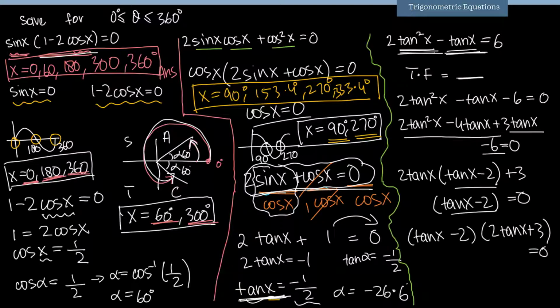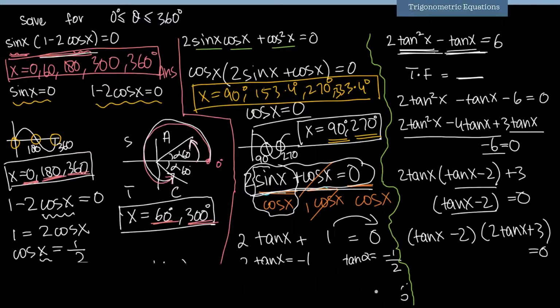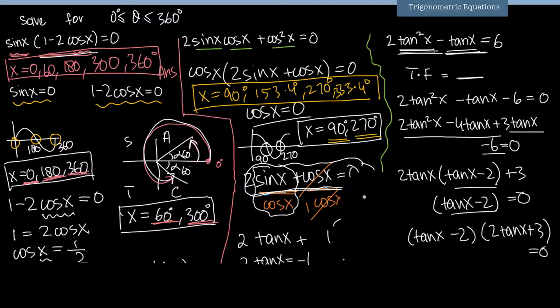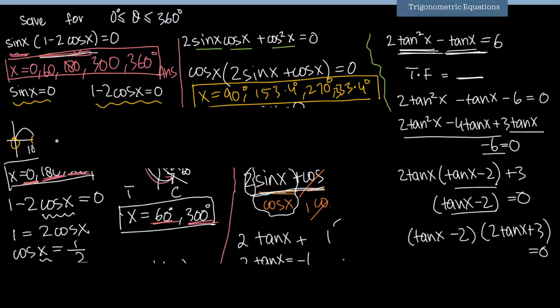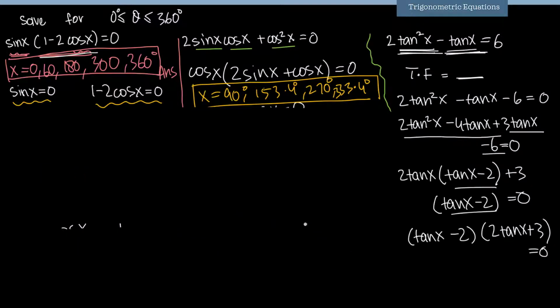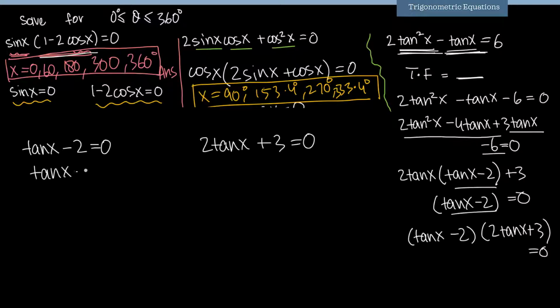To solve this, I'll need to make some space over here, so I'll just erase the solution of the previous questions. So this would give me the first equation tan x minus 2 is equal to 0, and the second equation 2 tan x plus 3 is equal to 0. To solve this equation, this would become tan x is equal to 2, and this would become tan x is equal to minus 3 upon 2. Now let's solve these two equations.